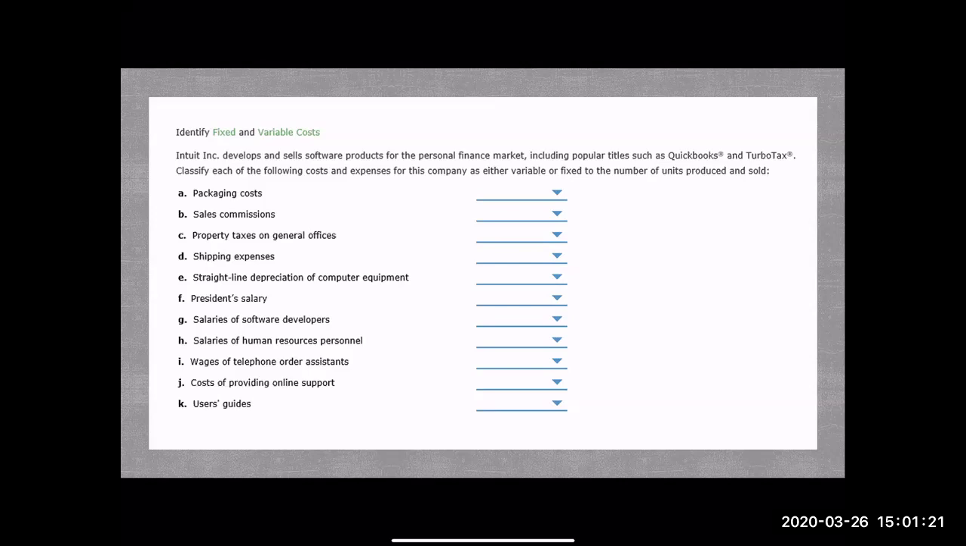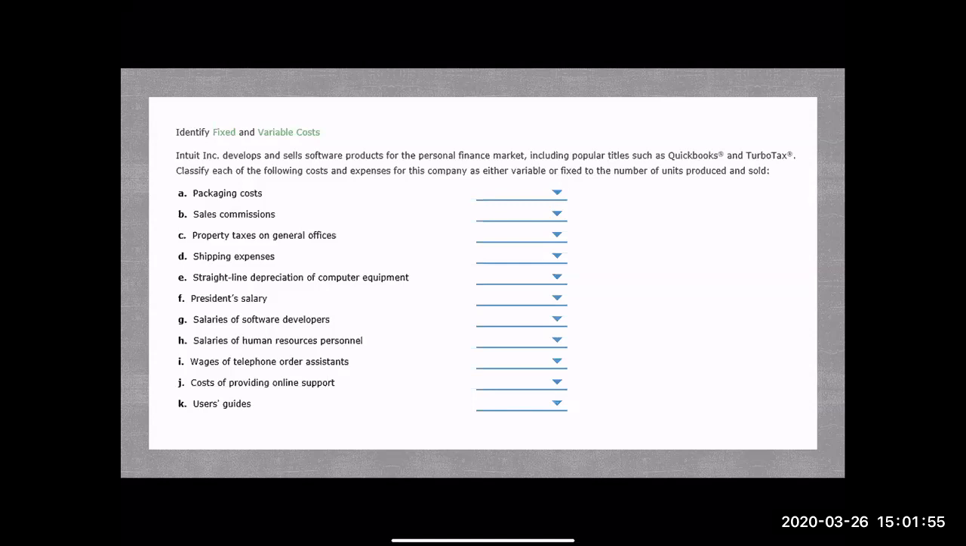So here we have Intuit Inc., which develops and sells software products for the personal finance market. Popular titles include QuickBooks and TurboTax. It's asking us to classify each of the following expenses for this company as either variable or fixed relative to the number of units produced and sold. Remember, go back to the prior slides to review the definitions and examples of a fixed cost versus a variable cost, okay?